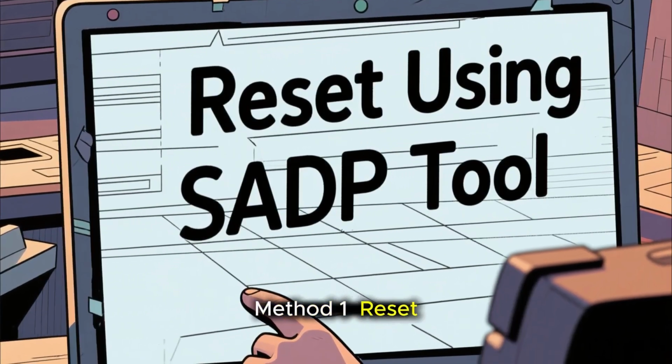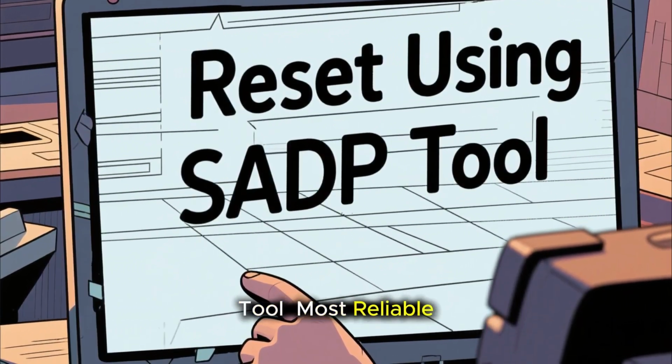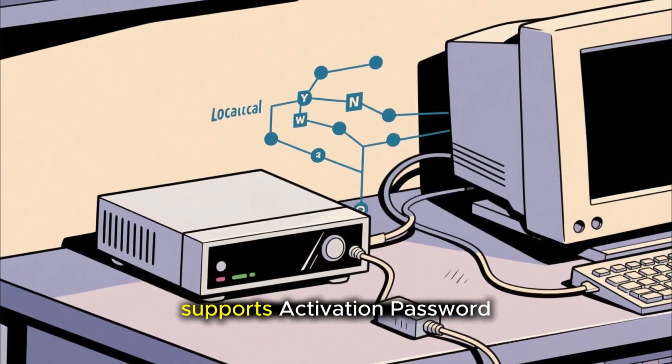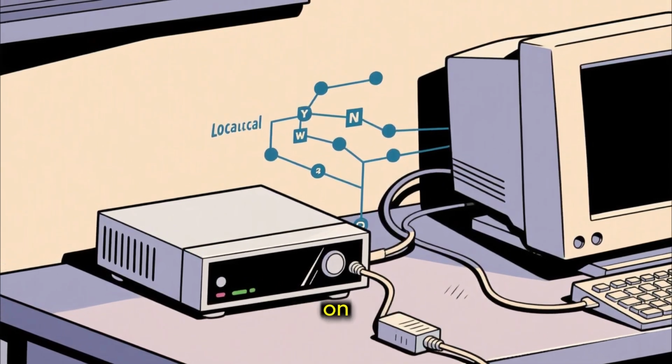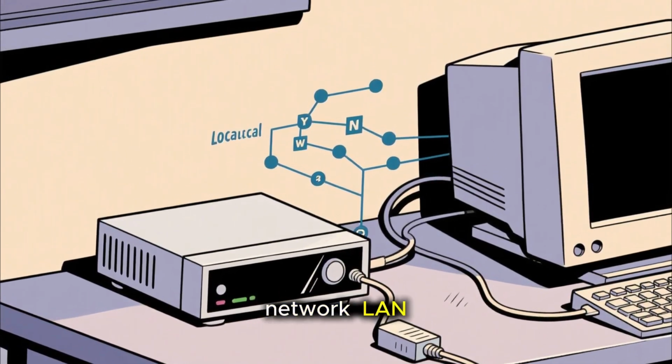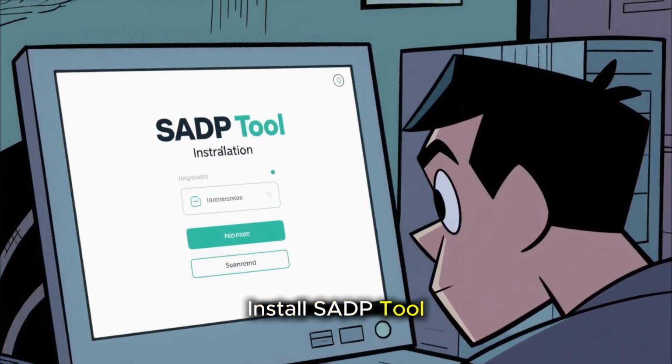Method 1. Reset using SADP tool. Most reliable. This works when your DVR supports activation password reset. Both your PC and DVR must be on the same local network LAN. Step-by-step: install SADP tool on your PC.